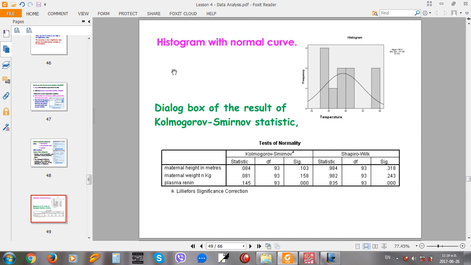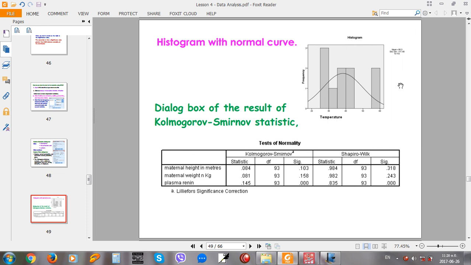So then you can see here the histogram with normal curve, and the box of results, Kolmogorov-Smirnov and Shapiro-Wilk test. If the sample size is greater than 50, we can use the Kolmogorov-Smirnov test. The significance value is given there. You can take the significance value from here, 0.1, which is greater than 0.05. It means this data is normally distributed.